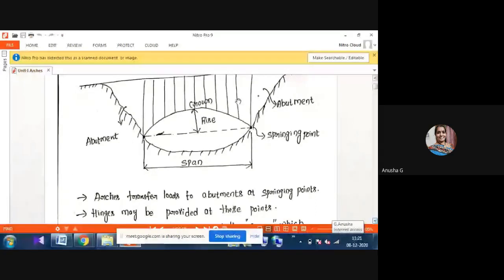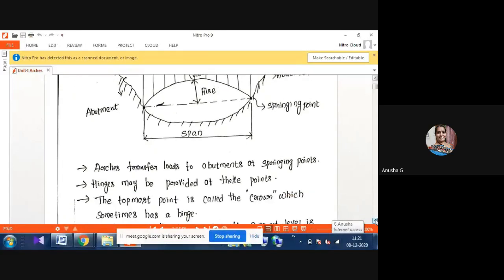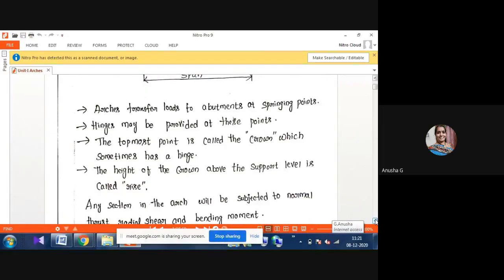There may be some hinges provided at these points. We are providing some hinges also. The topmost point is called the crown, which sometimes has a hinge for three-hinged problems. For three-hinged arch problems, we will observe there is a hinge at the crown.